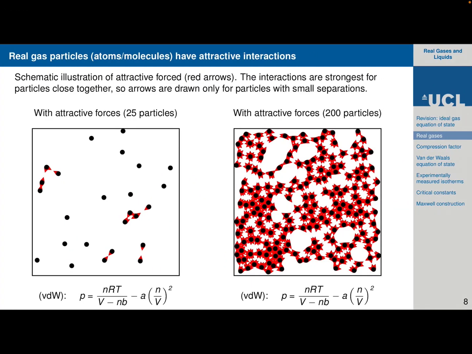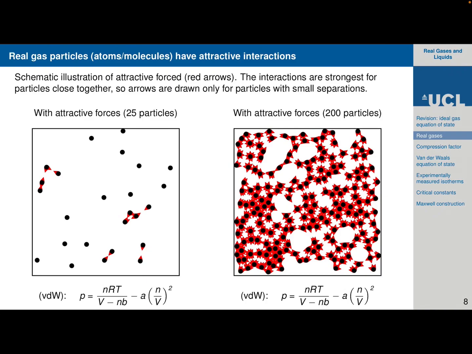Okay, and now on this slide, I'm trying to illustrate the concept of attractive interactions, right? There tends to be some attractive interaction between the particles in our gas, and again, we'll talk about this in more detail later in the module, but for the moment, we're just saying that there is an attractive force that exists between our gas particles. And the attraction tends to be reasonably short-ranged. So on these diagrams I've drawn a little red arrow to indicate where a particle is feeling an attraction to another particle.